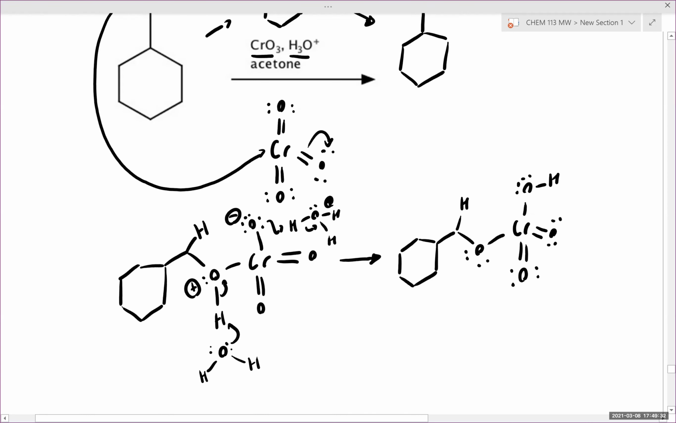Okay, perfect. So now from here, what is the next step for this process? We need to oxidize our substrate from this alcohol to an aldehyde. So we have to remove an equivalent of hydride. So how can we remove an equivalent of hydride?